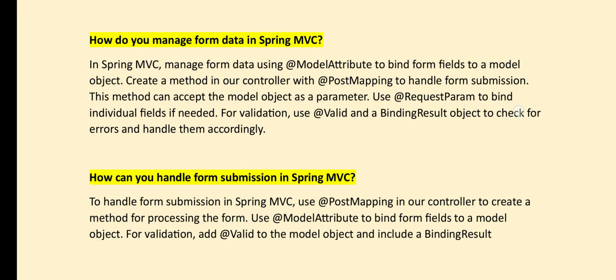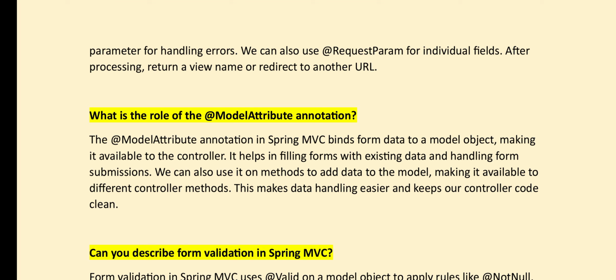How can you handle form submission in Spring MVC? To handle form submission in Spring MVC, use @PostMapping in our controller to create a method for processing the form. Use @ModelAttribute to bind form fields to a model object. For validation, add @Valid to the model object and include a BindingResult parameter for handling errors. We can also use @RequestParam for individual fields. After processing, return a view name or redirect to another URL.